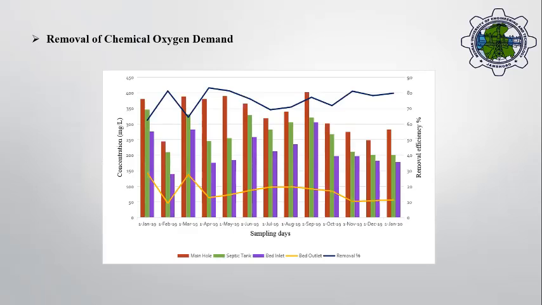Removal of chemical oxygen demand. The overall removal efficiency of COD varies between 60 to 83%. This bar graph shows the influent characteristics, and the line graph below shows the effluent characteristics of wastewater.